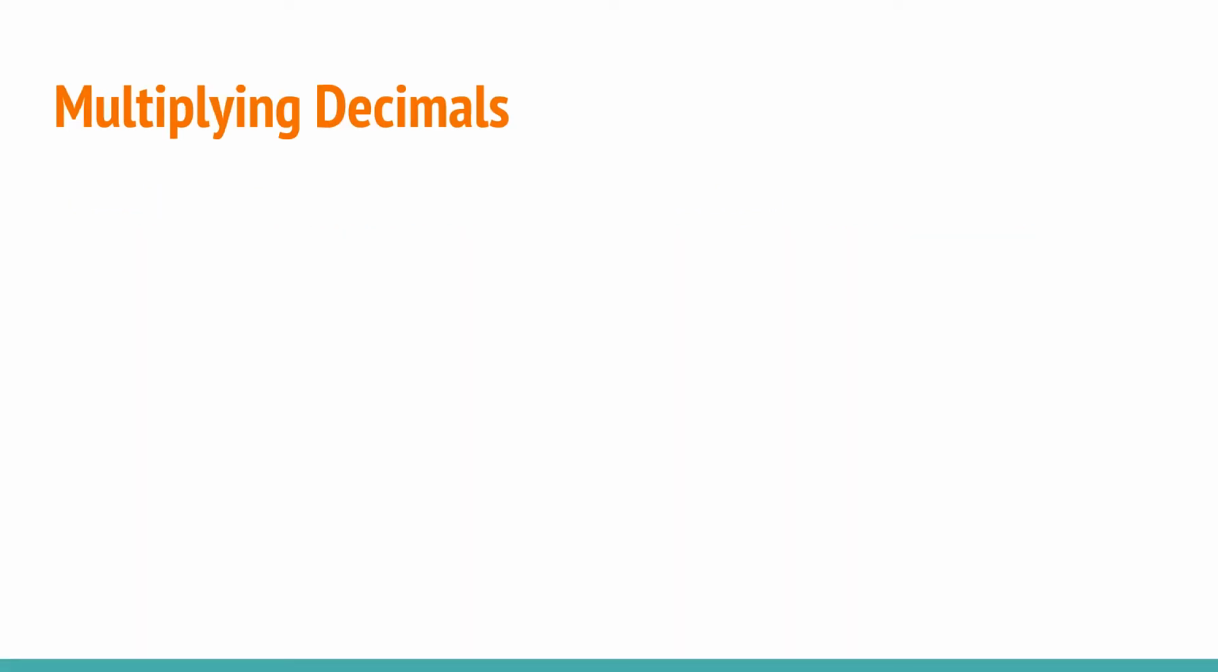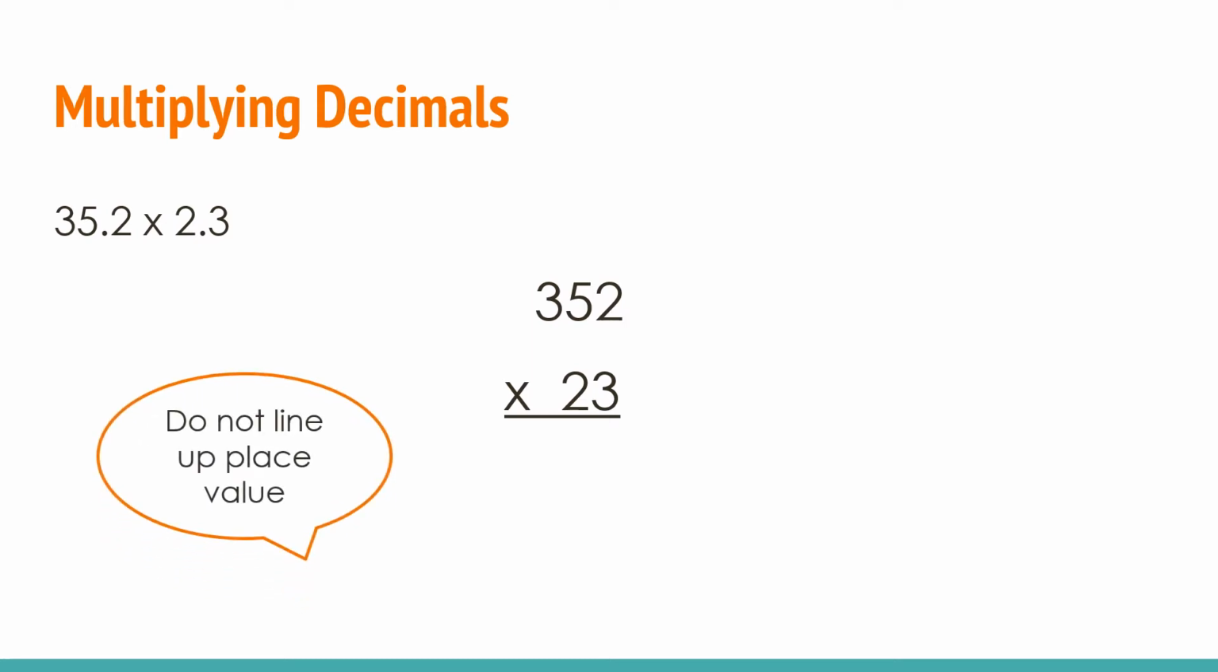Multiplying decimals. So let's take a look at multiplying decimals. Here's a problem, 35.2 times 2.3. Now, as you remember, the first step was to ignore the decimal and treat this as if it was a whole number. Remember, do not line up the place values. So if you see in my problem, I did not line up the place values. I just made sure that it's lined up all the way to the right like a normal multiplication problem.